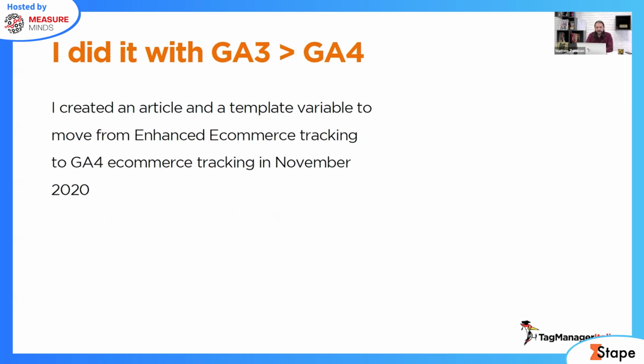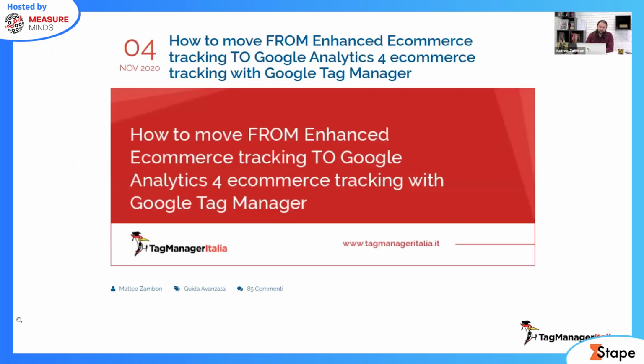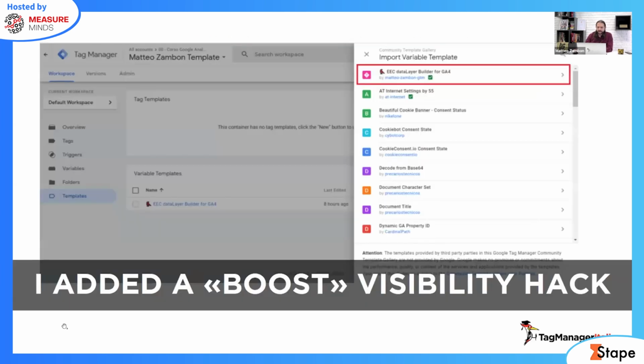Universal, so GA3, passed to GA4, and there was a little problem with the schema of the data layer. So I created an article and a template variable to move from enhanced e-commerce tracking to GA4 e-commerce tracking in November 2020. So it's 4 years ago. Okay, this is the article.